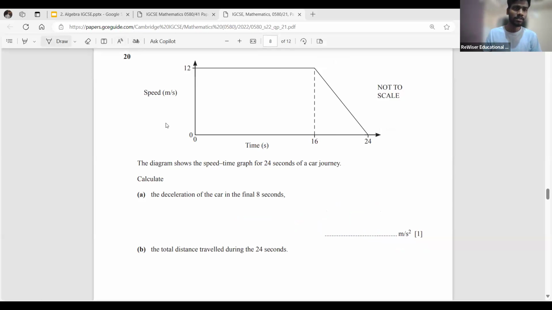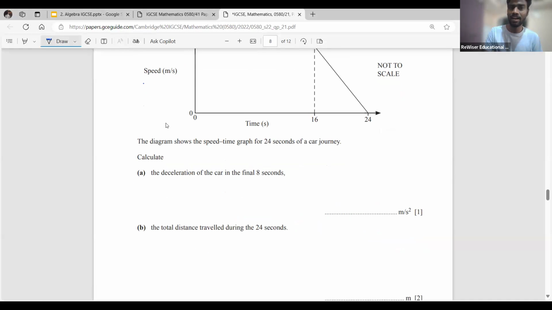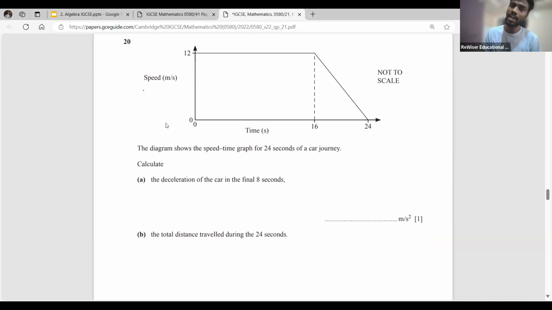Here, the total distance covered is the area under this curve. So we have a rectangle and we have this triangle. So the total distance traveled will be equal to the sum of these two areas.